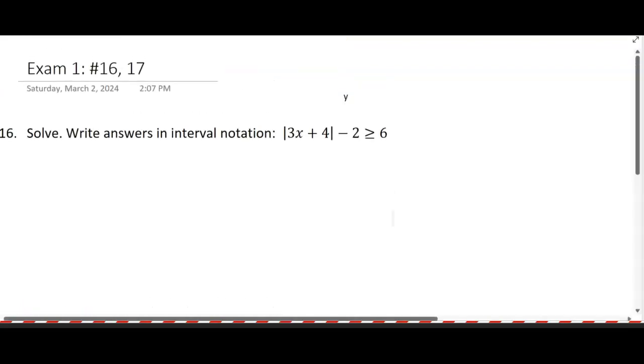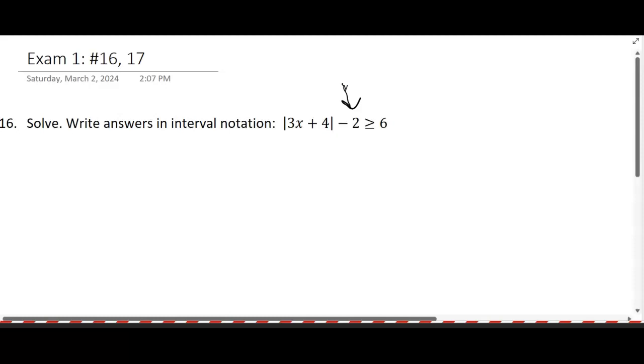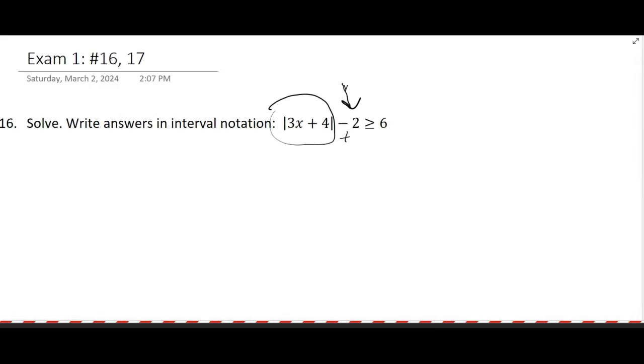So on this next problem, 16, you see that you've got a -2 after the absolute value, and you have to isolate the absolute value. You have to get this part by itself. So we need to add 2 to both sides before we do anything else. So the absolute value of 3x plus 4 is greater than or equal to 8.